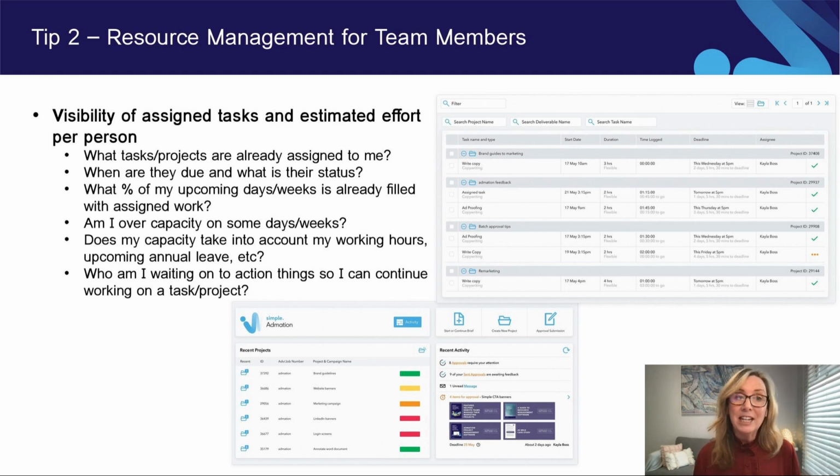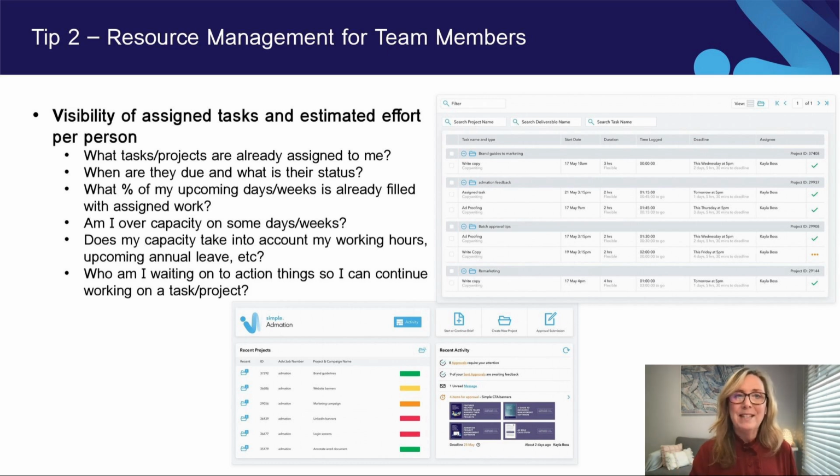Does my capacity take into account my working days, my upcoming annual leave, etc.? And importantly, who am I waiting on? So am I waiting on somebody else to action something? I've sent them something for approval. I'm waiting on them to give me some feedback and I need to chase them up because I don't want to miss a deadline because I'm waiting on others.